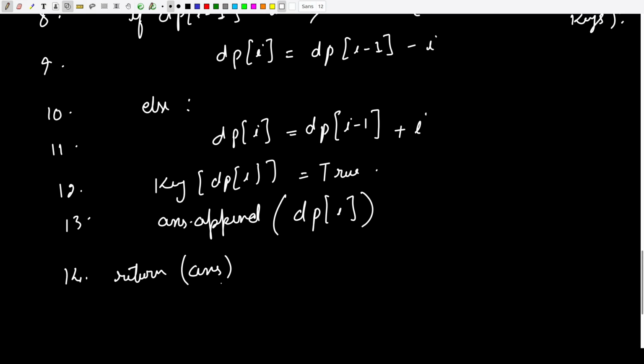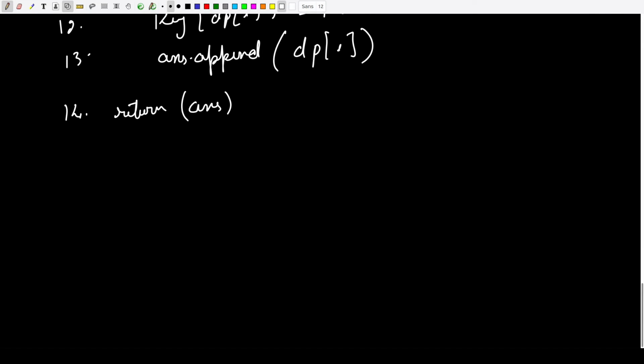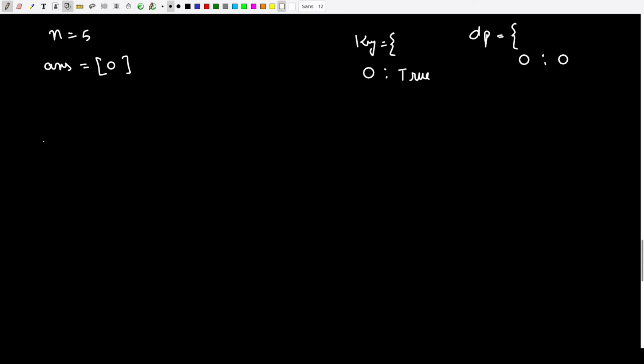Okay, so let us go through an example in order to see what we are actually doing here. Let's take the same example, n is equal to 5. We needed two tables, which is dp, and there is another table which we are maintaining, which is key. Initially we said that dp of 0 is 0, and since 0 exists in the list, we are going to mark it as true. Then we had our answer list, which initially contains only one element, which is 0.